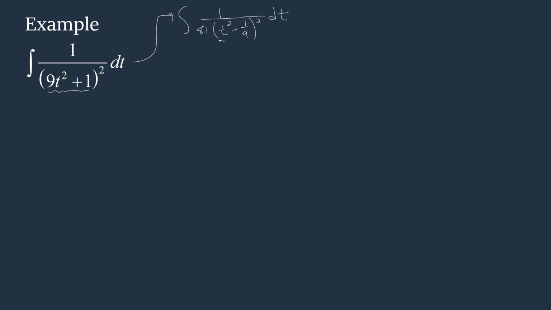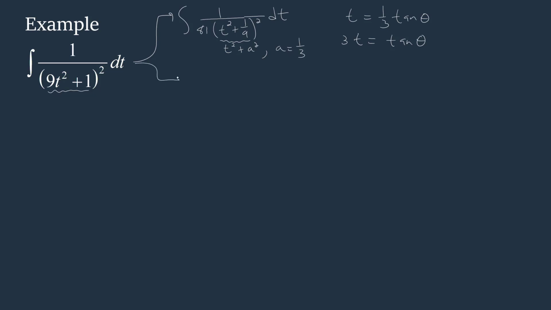By doing so, you notice that this has the form of t squared plus an a squared. That's just where a happens to be 1/3. So I can use this substitution, t equals a times tangent of theta. So that'd be t equals 1/3 times the tangent of theta. Or in other words, 3t equals the tangent of theta. That's one way to look at it.